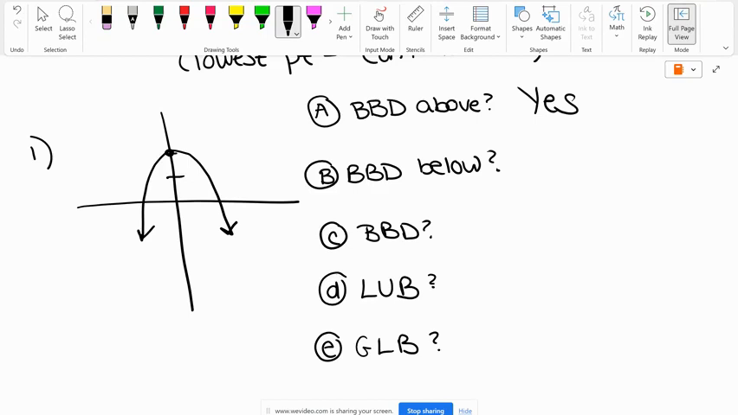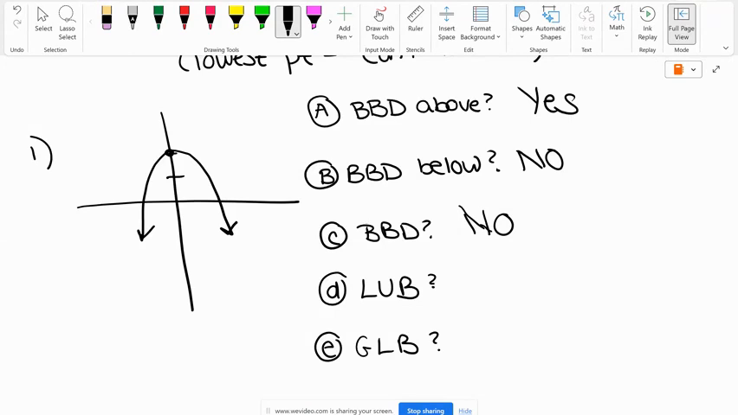Okay. Is it bounded below? Meaning, is there a lowest point in this graph? No, because it goes down forever. So bounded below? No. And then in general, is this bounded? Well, in order to be considered bounded, it needs to be bounded above and below. So is this bounded? No, because it's not bounded below.